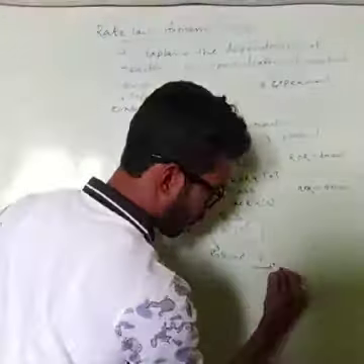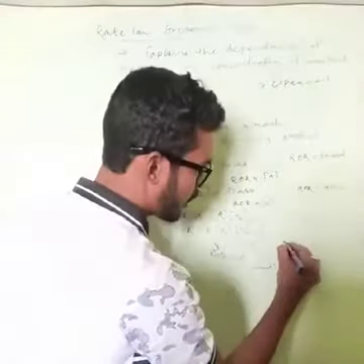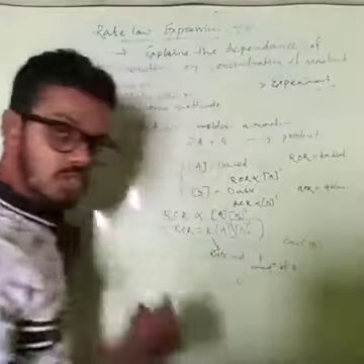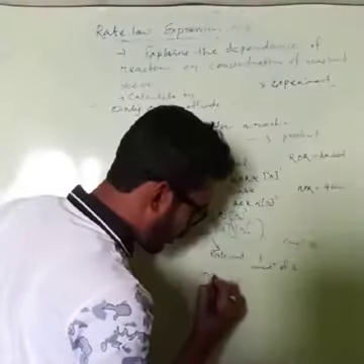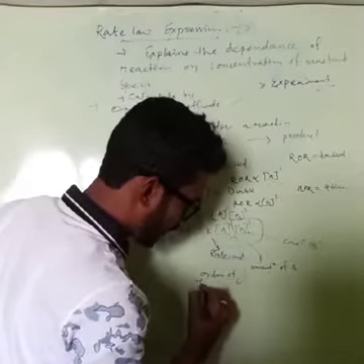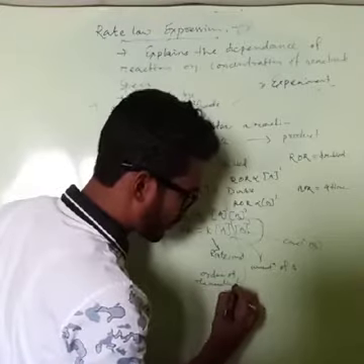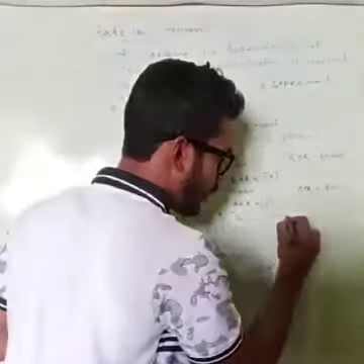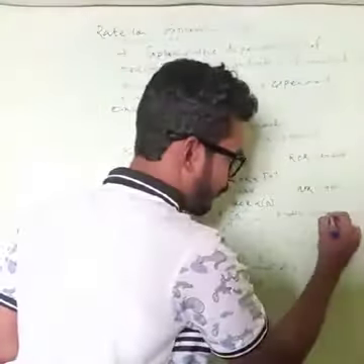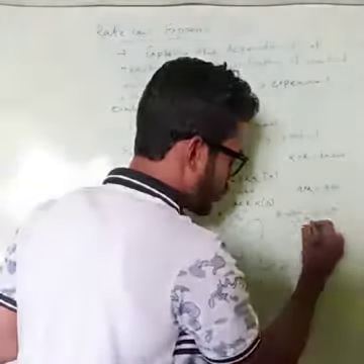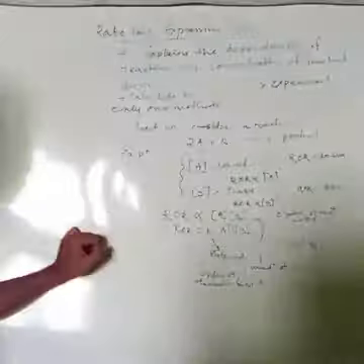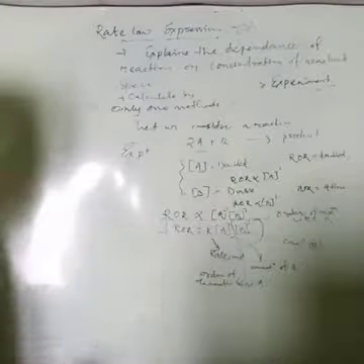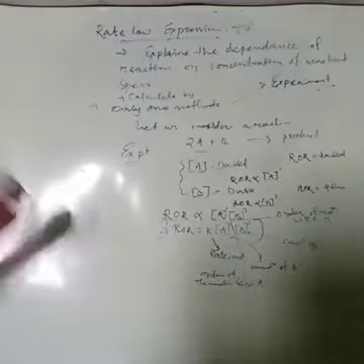Concentration of A, and B is the concentration of B, and this one is the order of the reaction with respect to A, and this 2 is the order of the reaction with respect to B. Okay, so this is your ROR, or rate law.